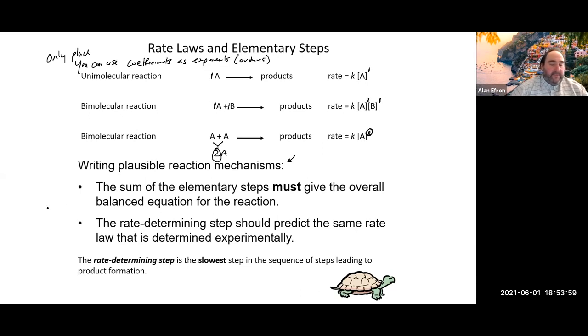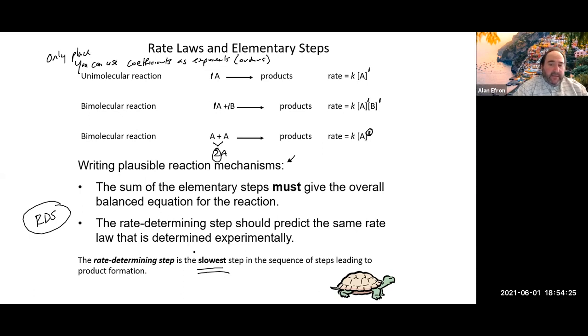Your rate determining step, which is sometimes abbreviated as the RDS, is what it says here. It is the slow step in the mechanism. It is the one that, based on that mechanism, is going to cause the longest time for that part of the reaction to occur, is the slowest part of the mechanism, and it's really the one that's going to determine how fast overall that reaction would occur.